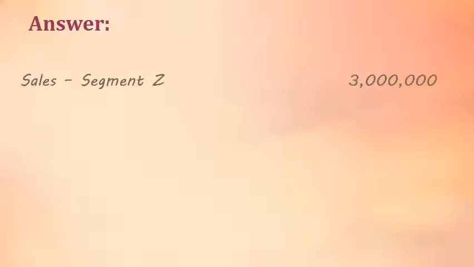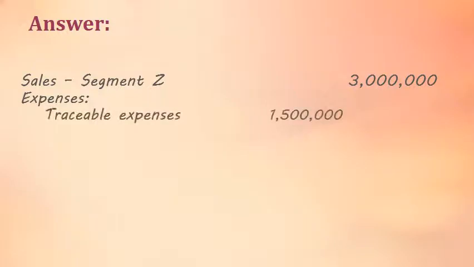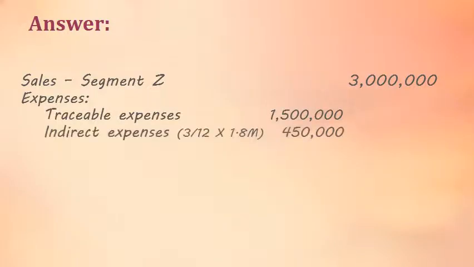Solution or answer, merong total sales si segment C na 3 million. Then, ililist lang natin yung mga expenses na traceable sa kanya or allocated sa kanya. So, the traceable expenses are 1.5 million. The indirect expenses, diba, sabi, ina-allocate based dun sa proportion niya sa total sales. So, 3 million divided by 12 million times 1.8 million na total indirect expenses. Ang allocated indirect expense for segment C is 450,000.